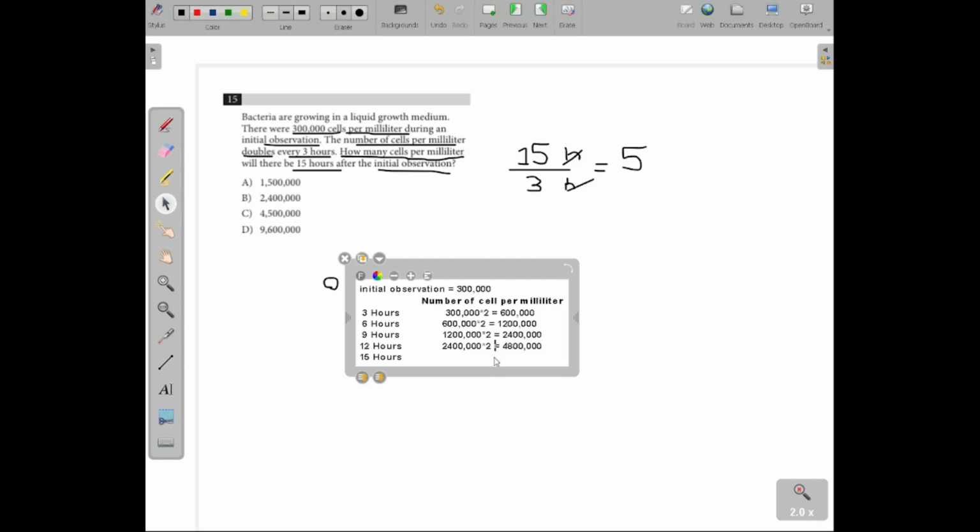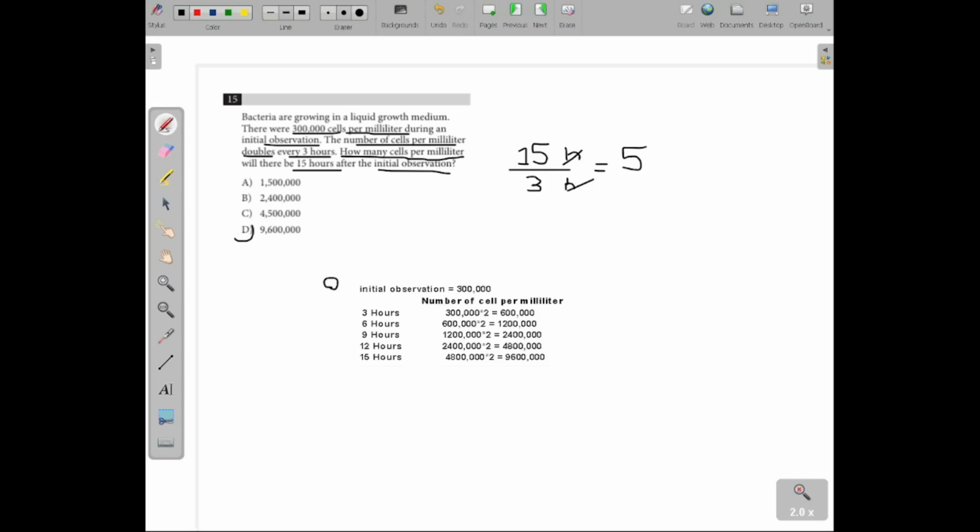And finally, after 15 hours is 4,800,000 times 2, that is equal to 9,600,000 number of cells per milliliter, which is answer D.